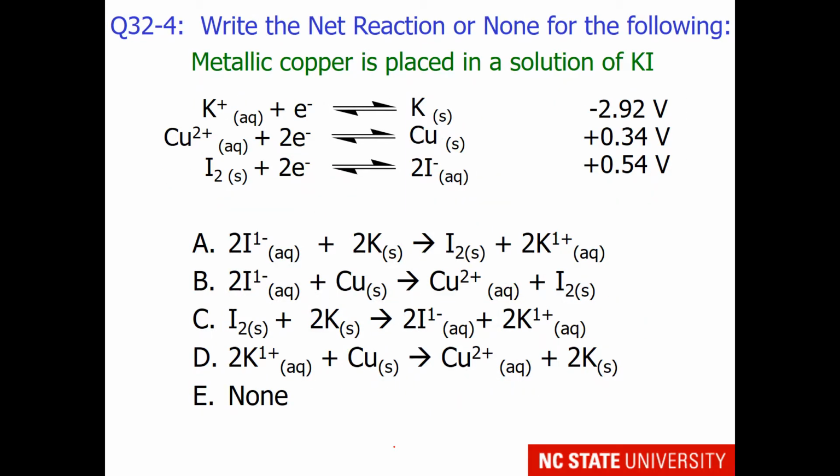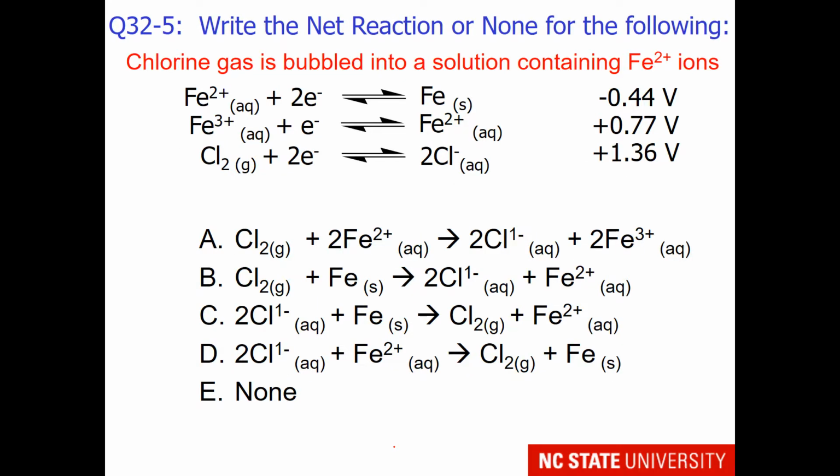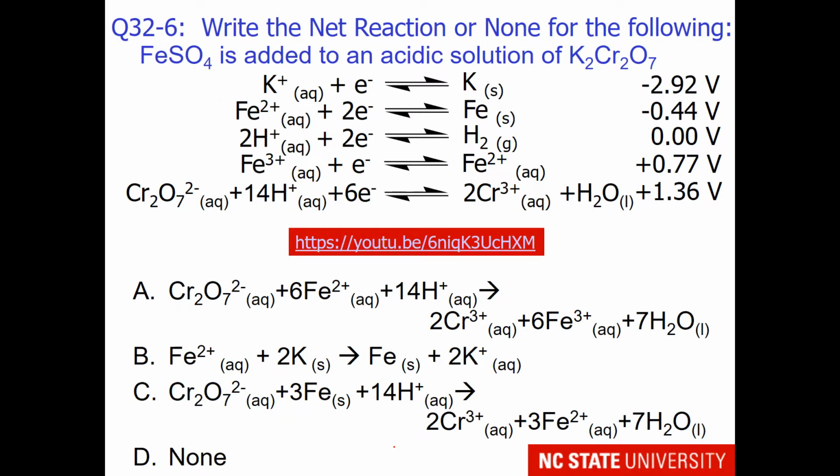Here is another one for you. Metallic copper is placed in a solution of potassium iodide. How about if we bubble chlorine gas into a solution containing iron 2+ ions? And finally, this would be the challenge question.